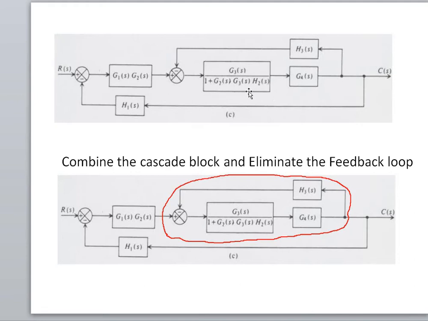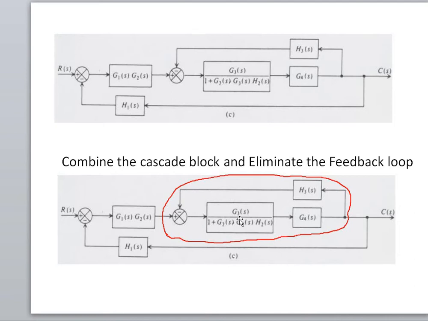Now you can see that this block and the G4 of S block are adjacent, or cascaded. So we can simply cascade these blocks. And the branch with H3 of S transfer function is again a feedback loop with negative feedback. So the next step is to combine these two cascade blocks and eliminate the feedback loop.